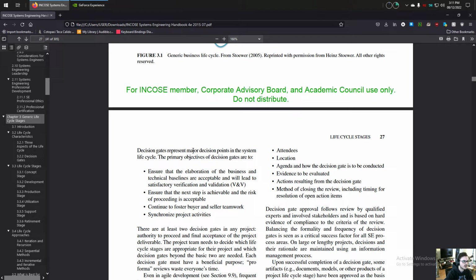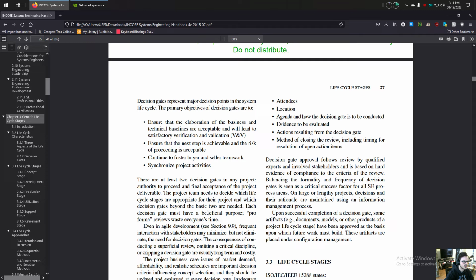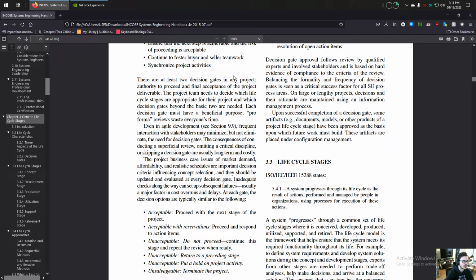Decision gates represent major decision points in the system lifecycle. The primary objectives of decision gates are to ensure that the elaboration of the business and technical baselines are acceptable and will lead to satisfactory verification and validation; ensure that the next step is achievable and the risk of proceeding is acceptable; continue to foster business and seller teamwork, buyer and seller teamwork; and synchronize project activities. There are at least 2 decision gates in any project: authority to proceed and final acceptance of the project deliverable. The project team needs to decide which life cycle stages are appropriate for their project and which decision gates beyond the basic 2 are needed.